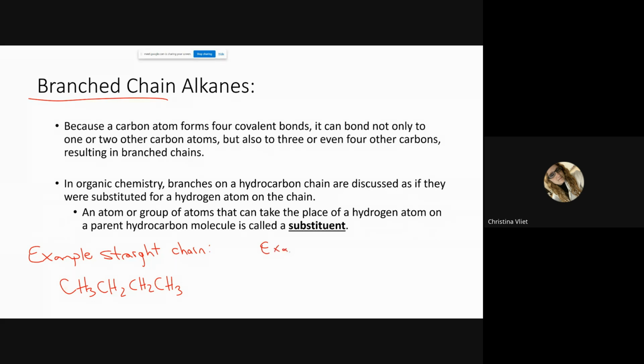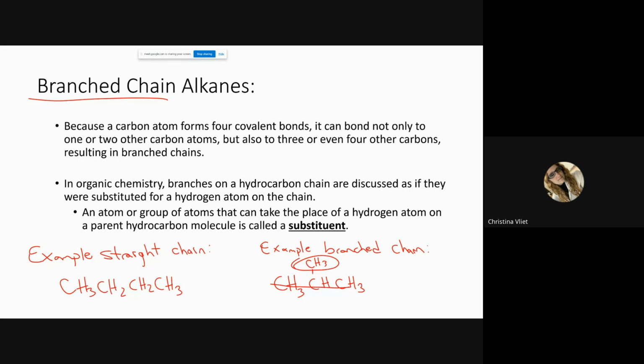An example of a branched chain. And then you can spot out what's the difference. What's the difference between the straight chain and the branched chain? So on both of these, we've got 4 carbons, right? But in the straight chain, all 4 carbons are in a row. Whereas in the branched chain, how many carbons are in a row? Only 3 are in a row, and 1 is hanging off.